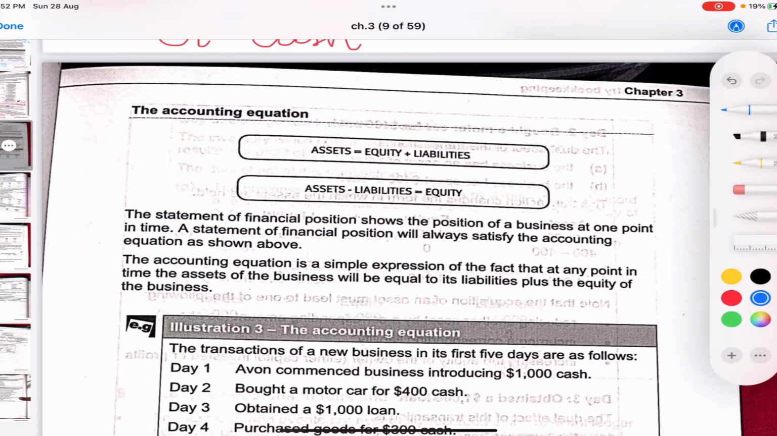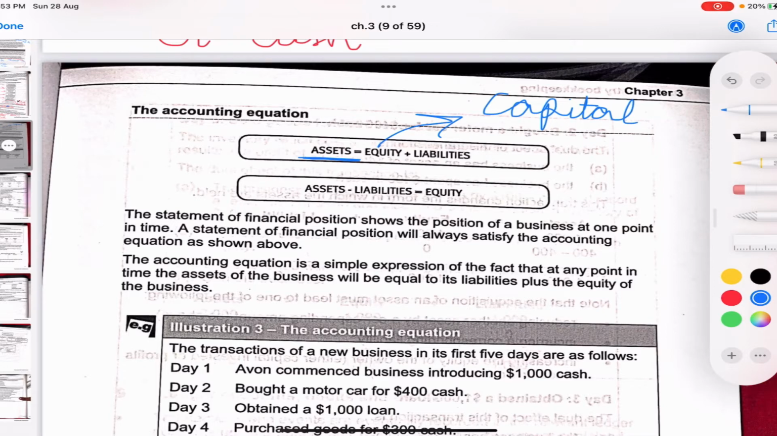The accounting equation says that assets are equal to equity plus liabilities. Equity is nothing but capital, so don't get confused whenever you see the word equity, because equity is the same as capital. So assets are equal to capital plus liability. Assets are equal to the equity plus the liability. So what are the assets of a business? Assets of the business are their liabilities plus their capital or equity.